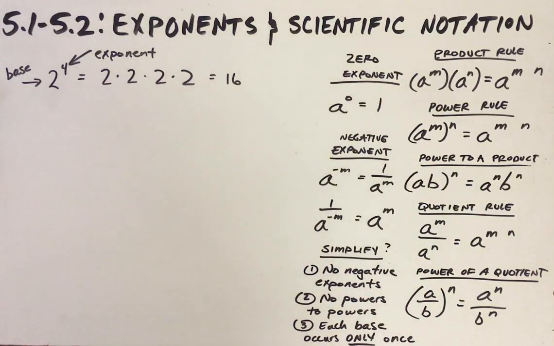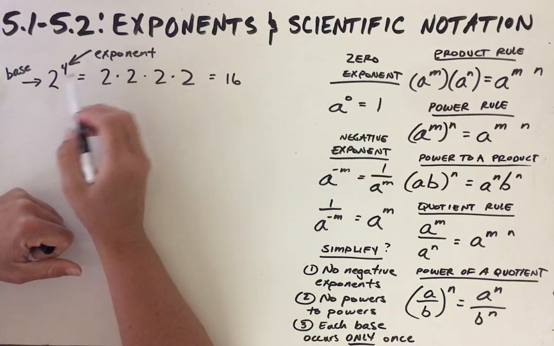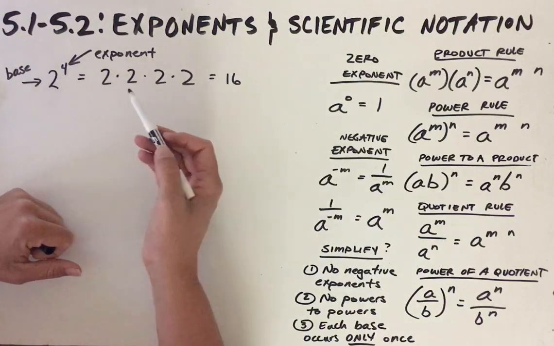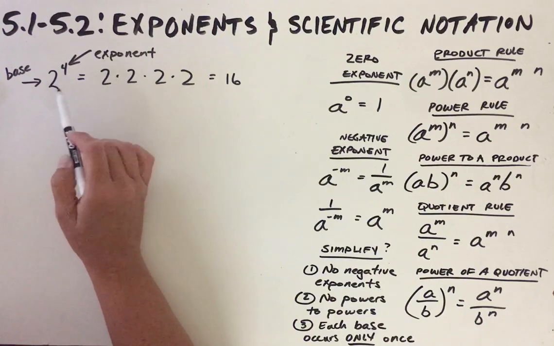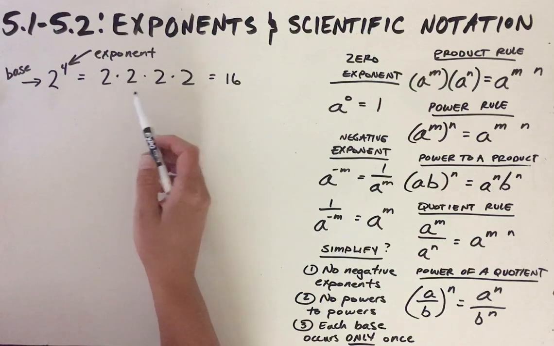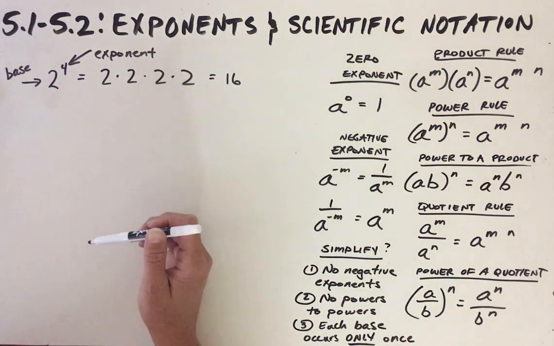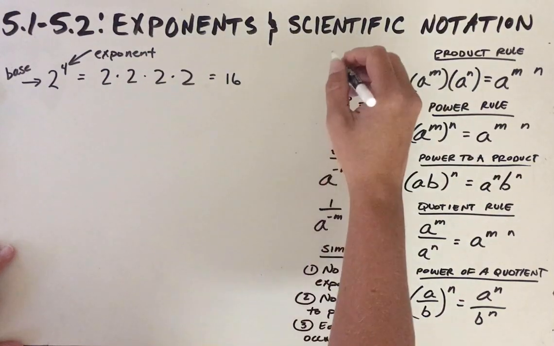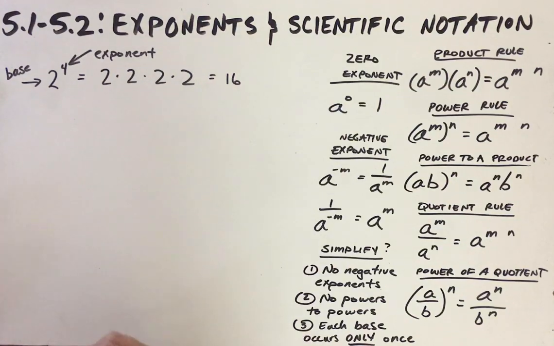So real quick review of exponents. This is the base here, and this is my exponent. My base tells me what is being multiplied, and my exponent tells me how many times. So again, exponents are abbreviations for multiplication. So if I have 2 to the 4th, then that literally means 2 times 2 times 2 times 2, which is 16. So when we are talking about all of these exponent rules that I have written over here, all of these rules only apply to exponents. You can't apply them in any other way.